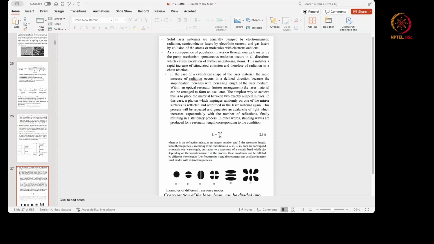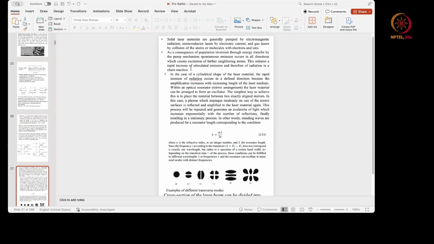Because you need pumping energy to make the electrons go to that higher energy level to create that inversion. As a consequence of this population inversion and the pump mechanism, spontaneous emission occurs in all directions, which causes excitation of the neighboring atoms. This initiates a rapid increase of stimulated emission, and therefore radiation, in a chain reaction. So this is how this actually happens.